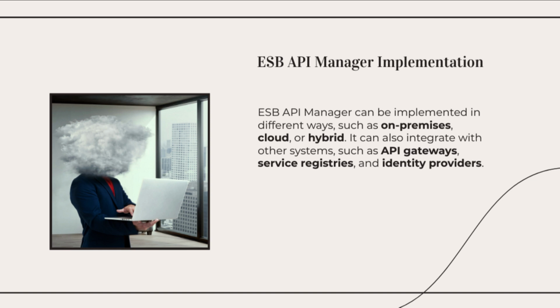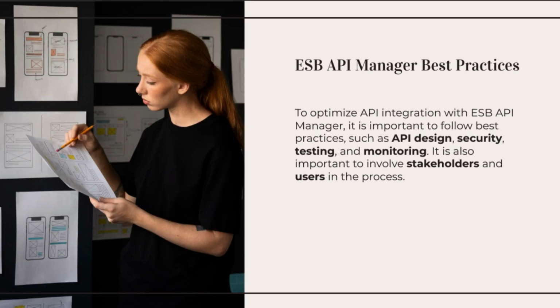8. Security and access control. ESB API Manager integrates security mechanisms to protect API integrations. It supports authentication, authorization, and encryption to ensure secure communication between APIs and back-end systems. This simplifies the implementation of security measures and ensures that integrations comply with security policies and regulatory requirements.